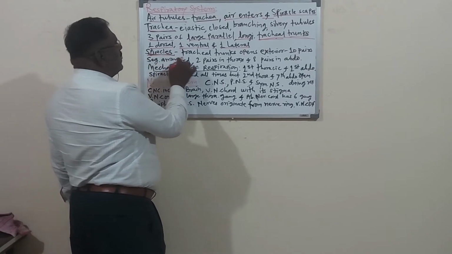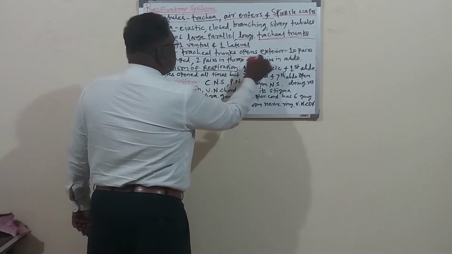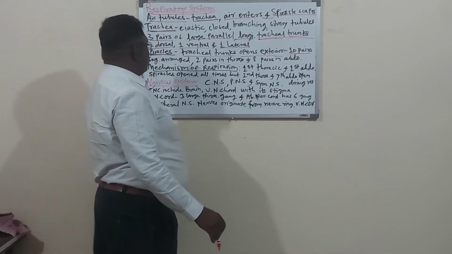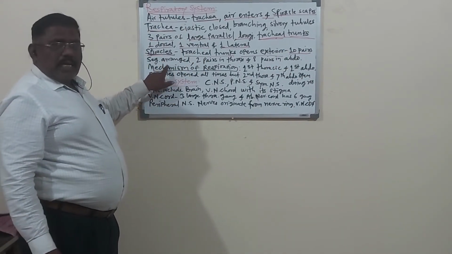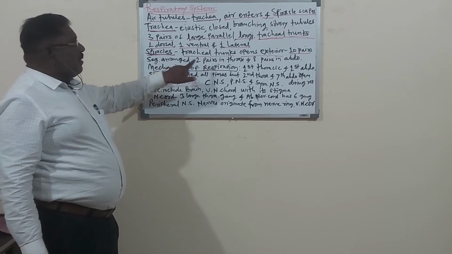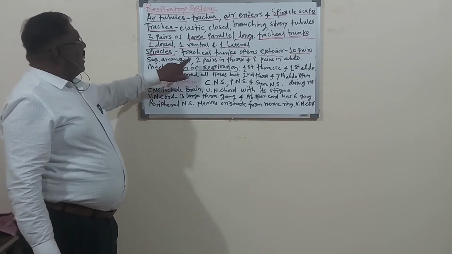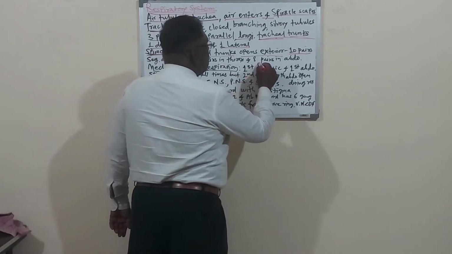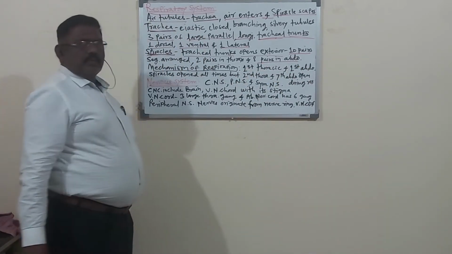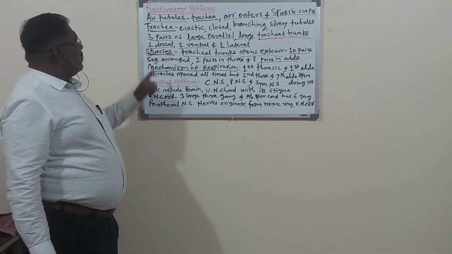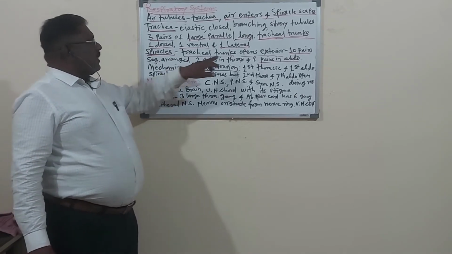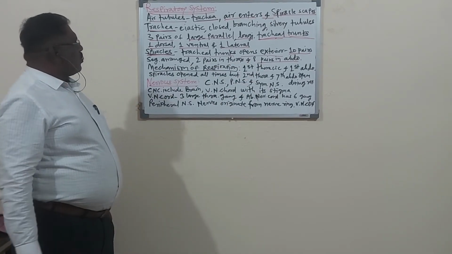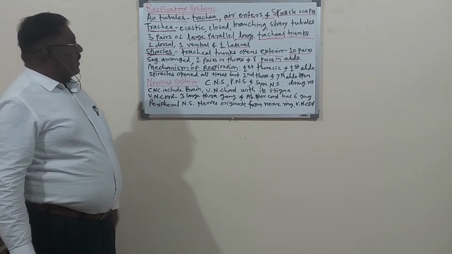Now about the spiracles. A spiracle is a tracheal opening that opens to the exterior, and it is in 10 pairs, segmentally arranged, with one pair in each segment. Two pairs are in the thorax and 8 pairs are in the abdomen. So that is the arrangement of the spiracles.